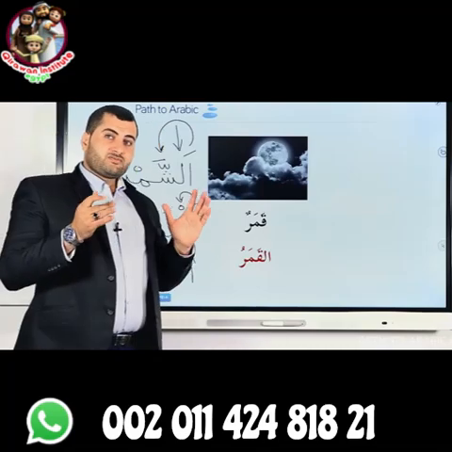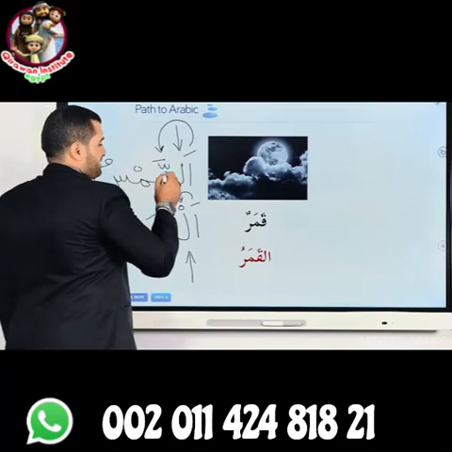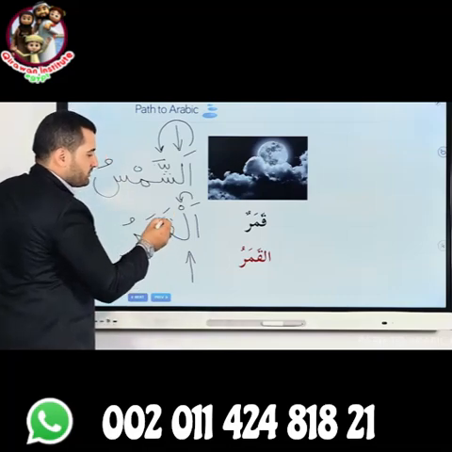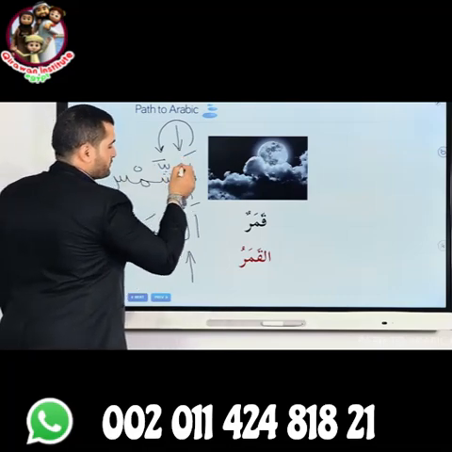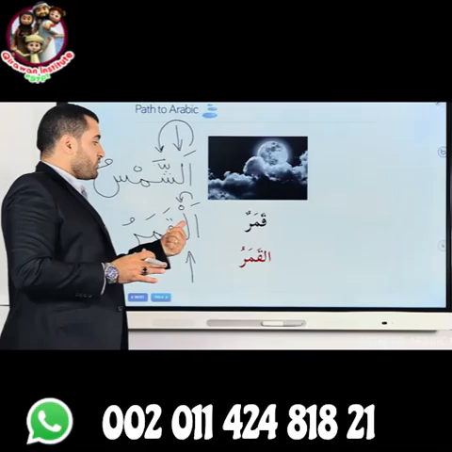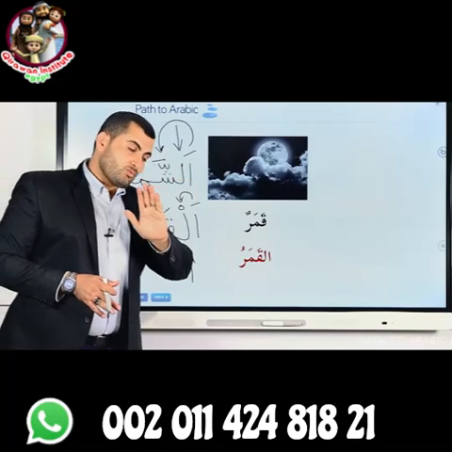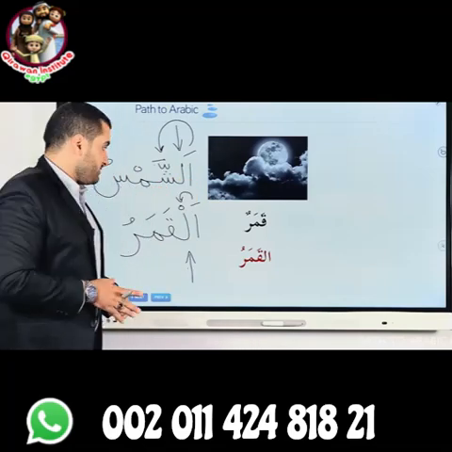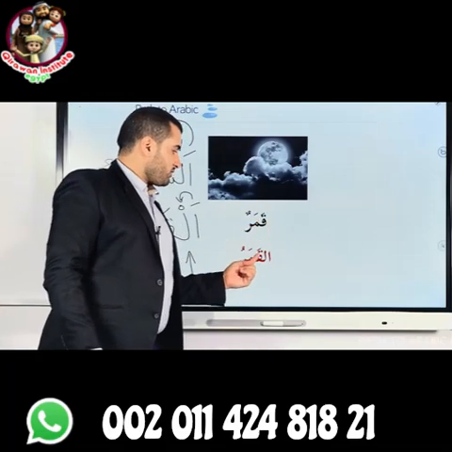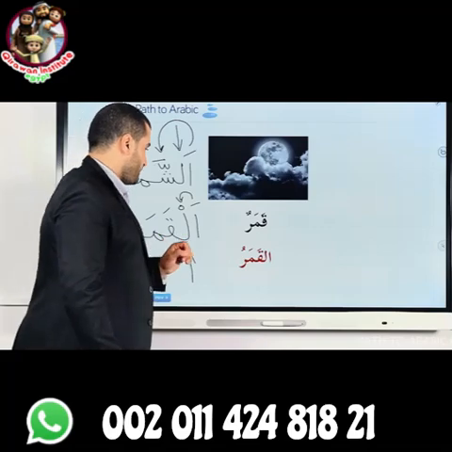Okay, so what is the difference between moon letter and sun letter? Firstly, there is shadda here. This shadda, okay? Here, no shadda. Here, there is no sukoon. Here, there is sukoon. This is the difference. If you find sukoon, you will pronounce it. If you don't find sukoon and there is shadda, you can't pronounce this lam. So here, qamar, al-qamar. There is no shadda on qaf, so this is lam qamariya, moon lam.